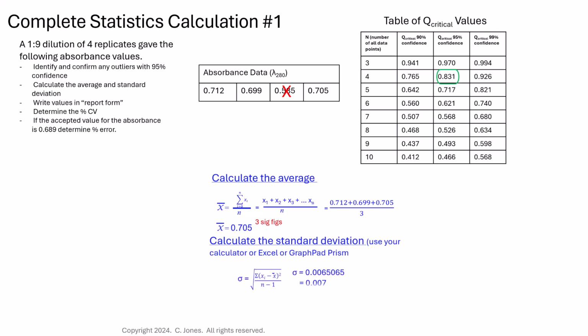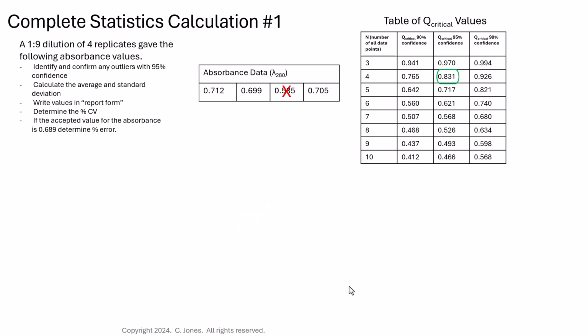Okay, and the calculated standard deviation comes out to be 0.0065065. But rounding that up, right, we're only going to go out to the third place past the decimal, the 6. The next digit over is a 5. When it's a 5 or higher, we round up. So our standard deviation will be 0.007. Okay, 3 places past the decimal. So now we're going to put this in report form. The average plus or minus the standard deviation, 0.705 plus or minus 0.007.